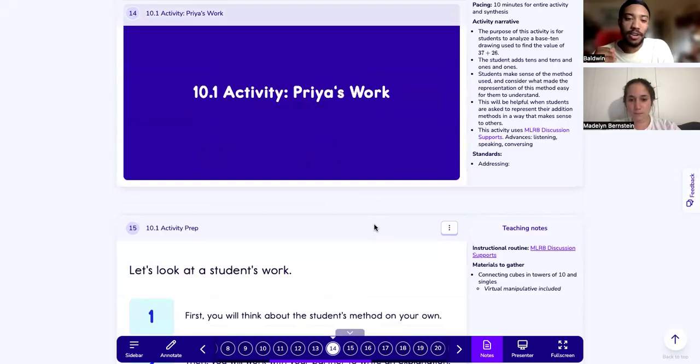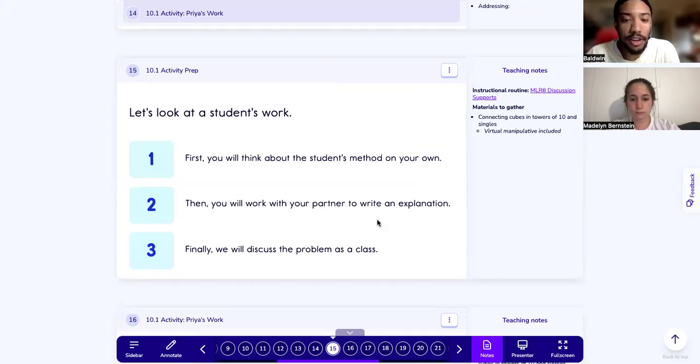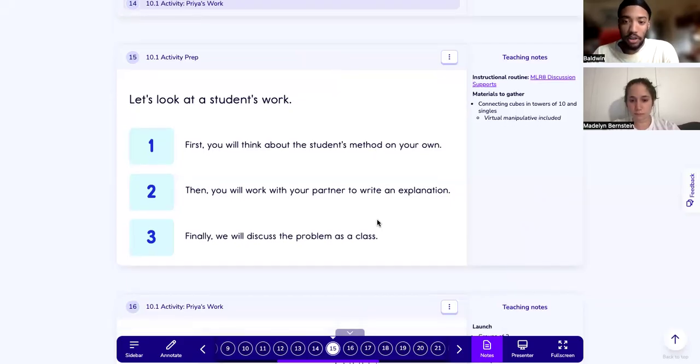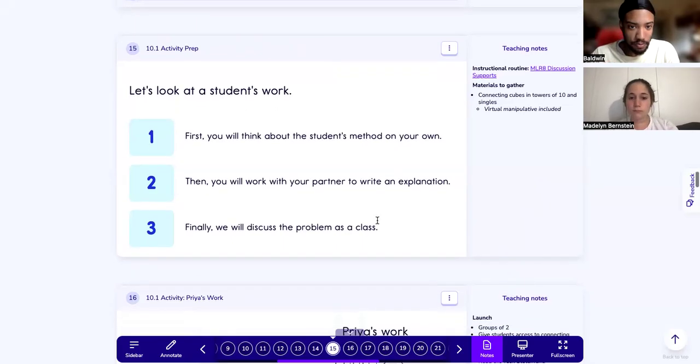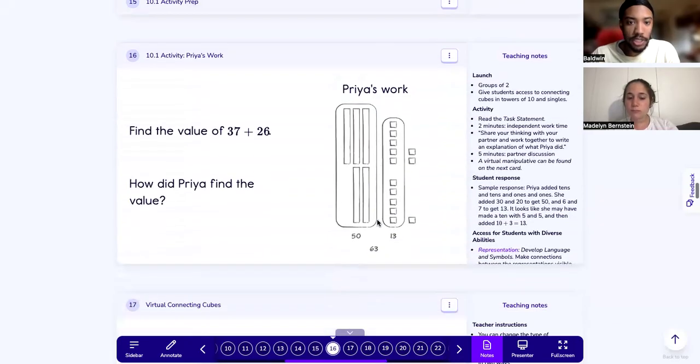So activity 10.1, Priya's work. We're going to first look at another student's method by yourself. Then after that, you're going to work with a partner to explain your explanation. Finally, we'll discuss it as a class. However, we're going to switch things up a bit. For this example, I want you to see how I would solve this. Then we'll finish up this example together, and then finally, you'll do an example of a problem by yourself.